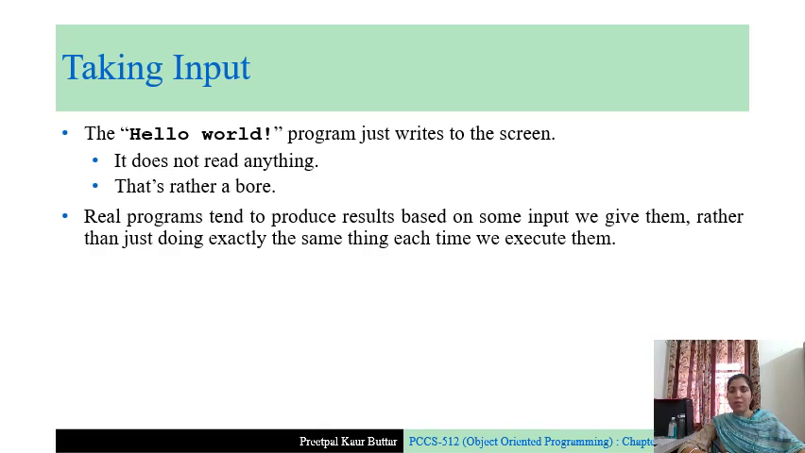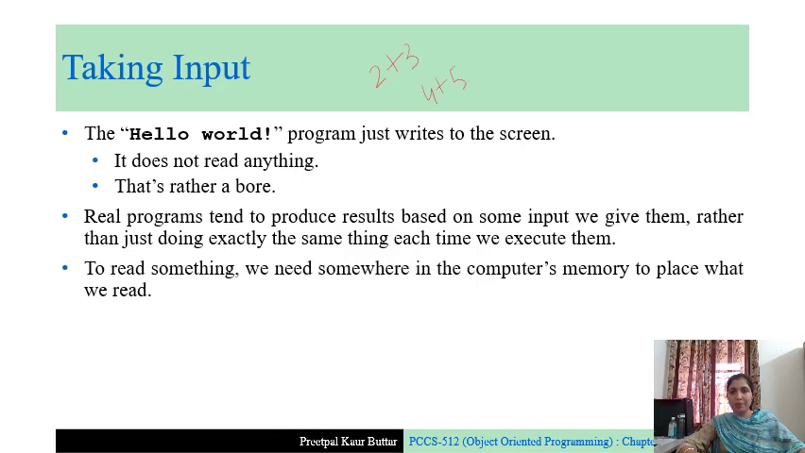We give them some numbers and they give us the addition of those numbers. They do not just do exactly the same thing each time we execute them. This Hello World program, each time we execute it, will print Hello World. But if you write a program to add two numbers, it will behave differently. It will give a different output depending on which two numbers you want to add.